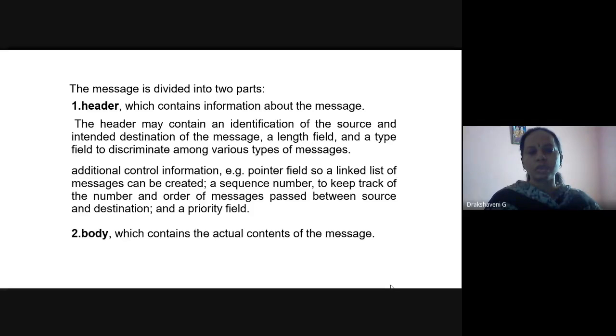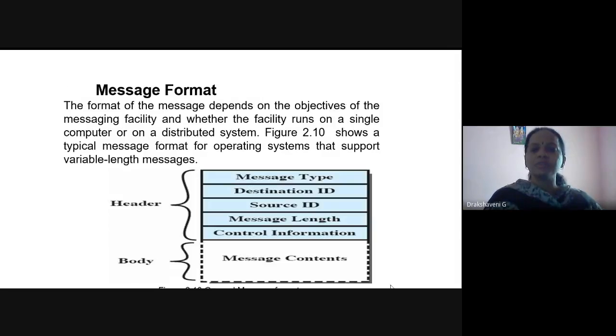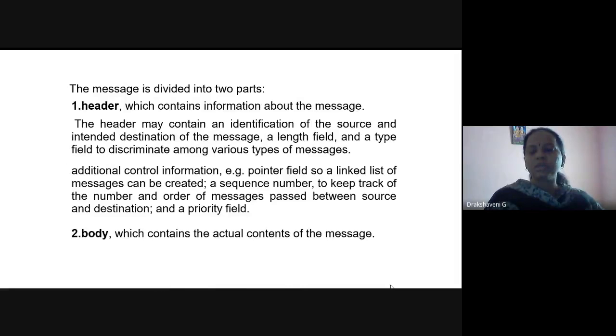Additionally, we have one more thing called control information. For example, a pointer field, so that a linked list of messages can be created; a sequence number to keep track of the number and order of messages passed between source and destination; and a priority field. That's what I told you about in this control information. We have so many things.